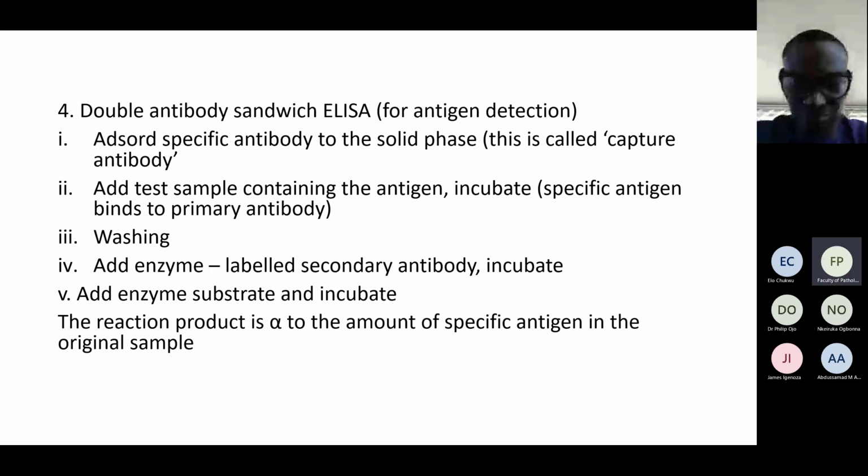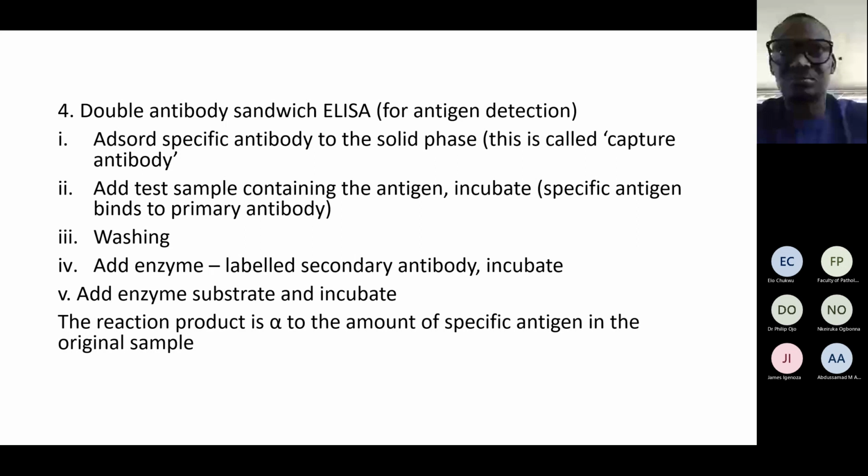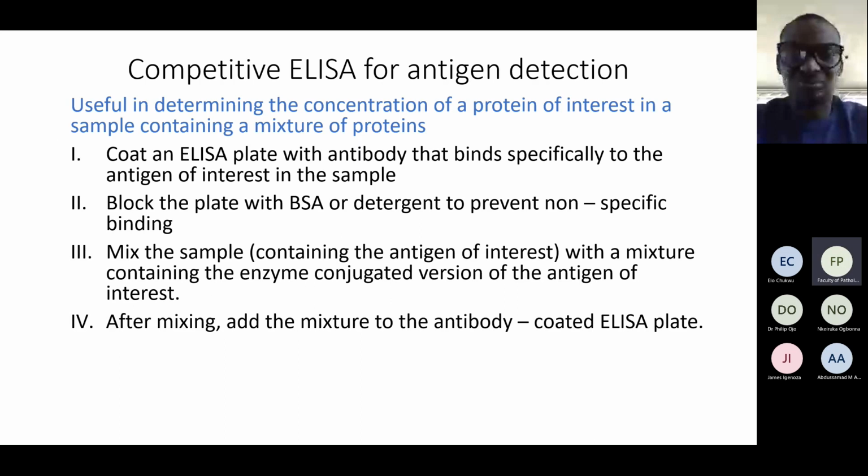So after you have added that enzyme labeled secondary antibody and incubated, you now add the enzyme substrate and incubate. Of course, there will be degradation of the substrate by the enzyme. And the amount of degradation will be proportional to the amount of antigen in your sample. So this is the double antibody or sandwich ELISA. Those are the three types of non-competitive ELISAs.